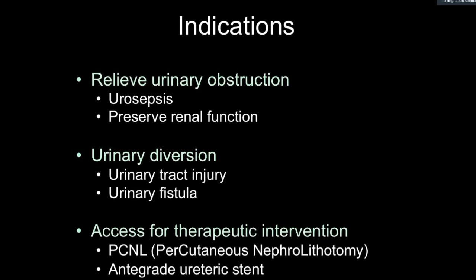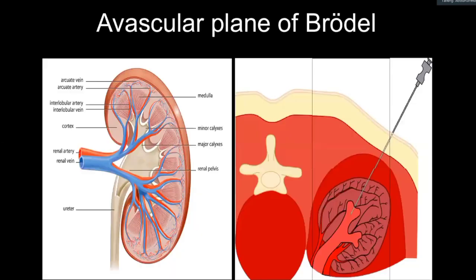So the indications for a nephrostomy are 3. 1, to relieve urinary obstruction. You want to preserve the renal function and treat urosepsis. Number 2, urinary diversion. So if there's an injury of the urinary tract distally, typically our gynecologists and even our colorectal surgeons can injure the ureter in pelvic surgery, and hence nephrostomies are inserted to divert urine away from any area of fistula or tract to allow it to heal. And finally, a nephrostomy is the first step for either doing a PCNL or for putting in a ureteric stent.